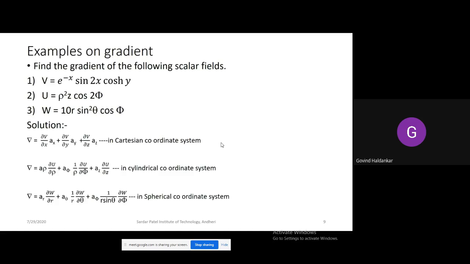And what is the gradient? Gradient is the maximum change at that particular distance. You will be able to find it out.